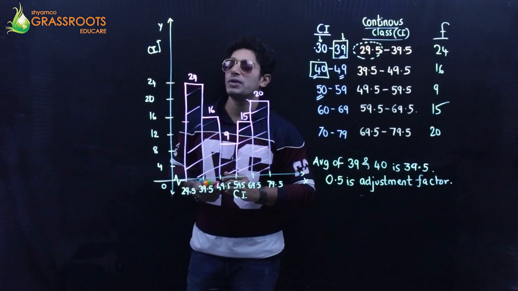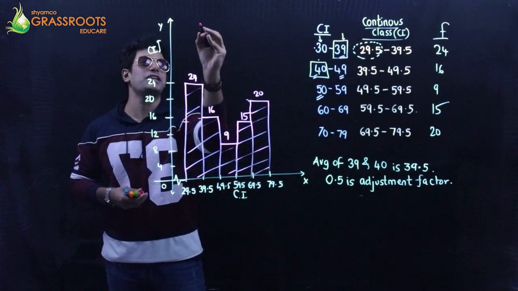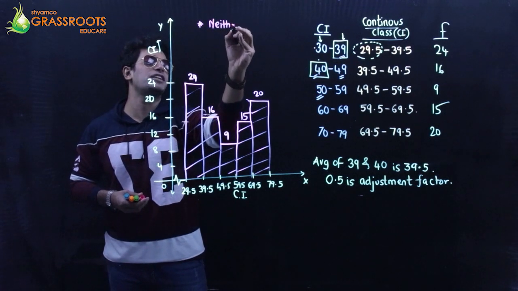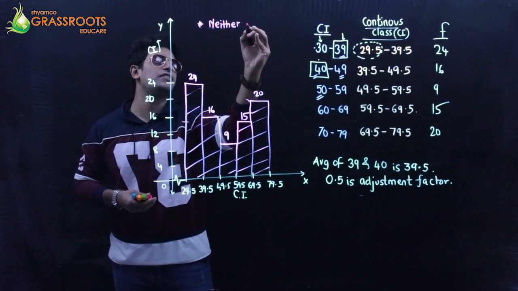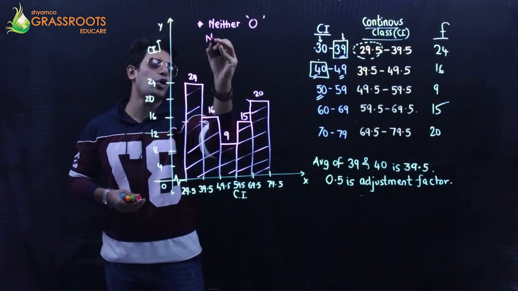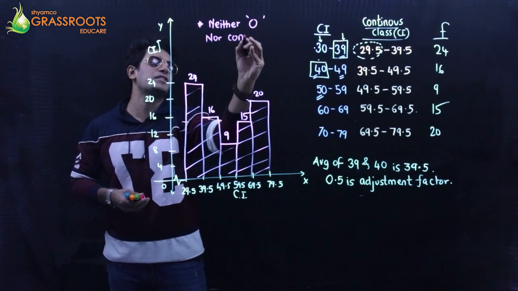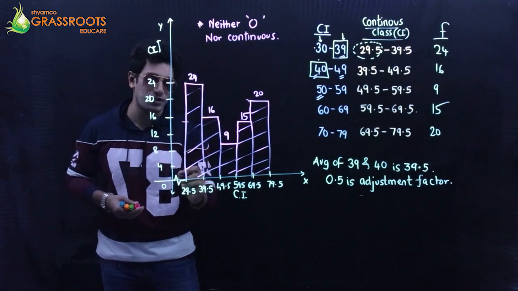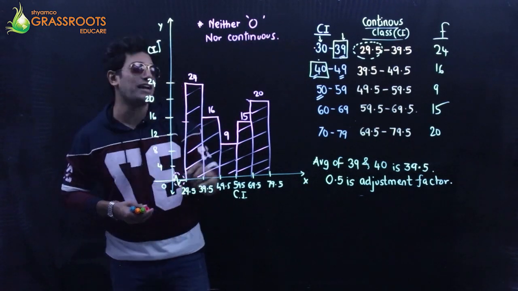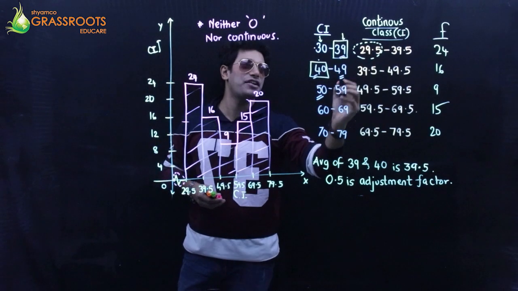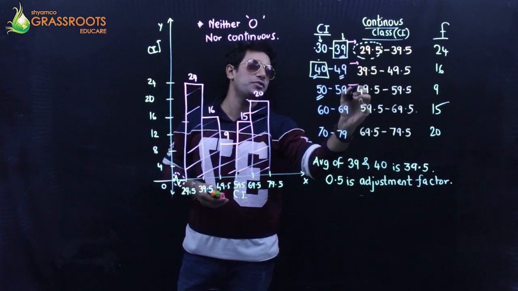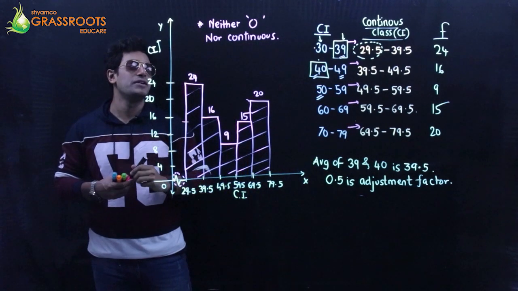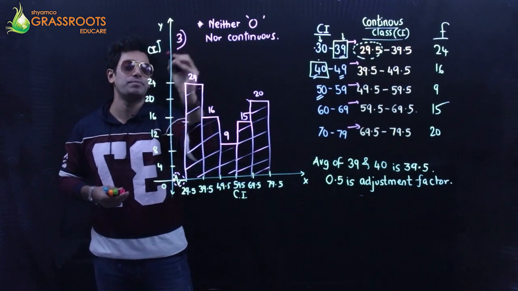So that's for you. The speciality was, first, the class neither started with 0 nor was continuous. So we had to first make 0. For that we made a kink, and we had to draw the entire diagram to make the class continuous by adding and subtracting 0.5 respectively. So this was my third question for you all.